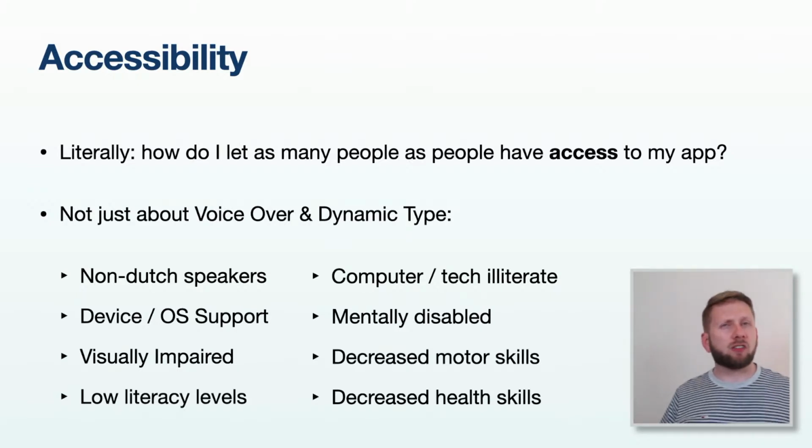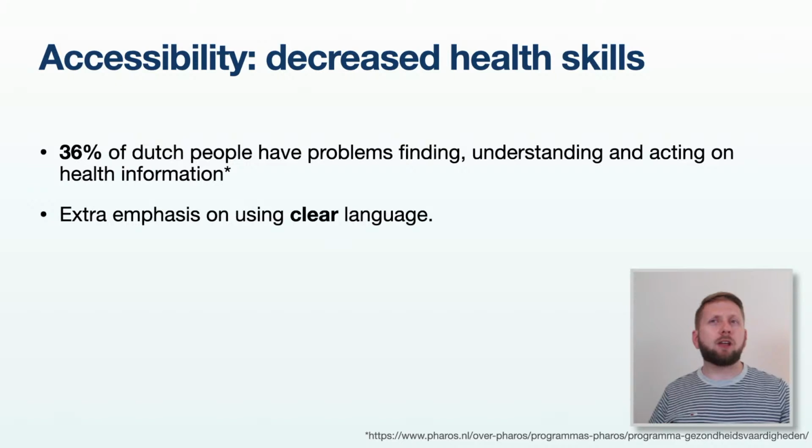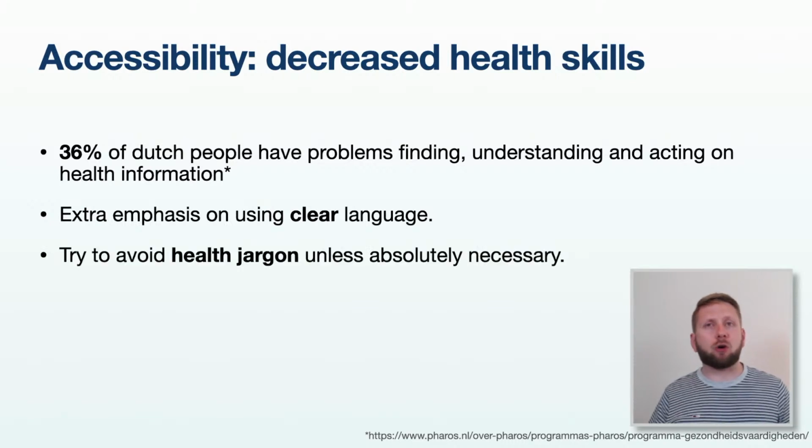Health skills are actually something that's, I think, quite unique for our application, because if you're building a health application, you need to take this into account. So what does it actually mean? Well, first of all, 36% of Dutch people have a problem with finding, understanding, and acting on health information. Which means if you talk to them about health-related issues, they might just not understand because they don't know the jargon, or they're uncomfortable with it. That's also quite possible. So we put a very special emphasis on using very clear language within the app, and where we try to avoid health jargon unless it's absolutely necessary for understanding what's going on with you in a certain situation.